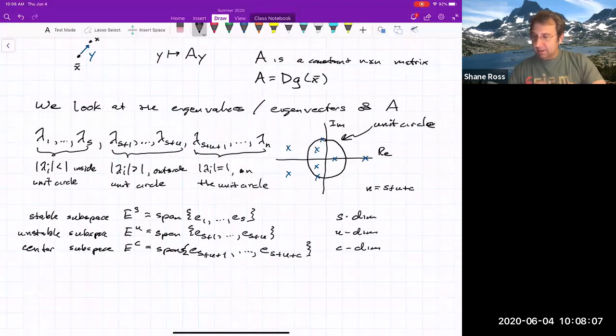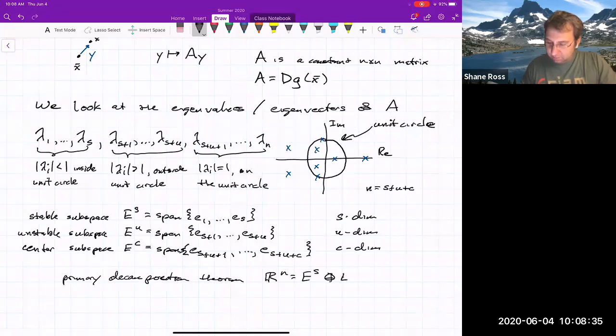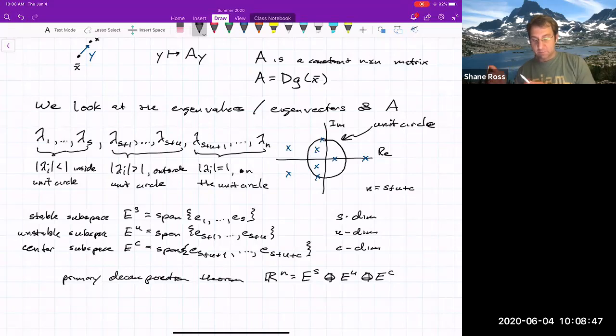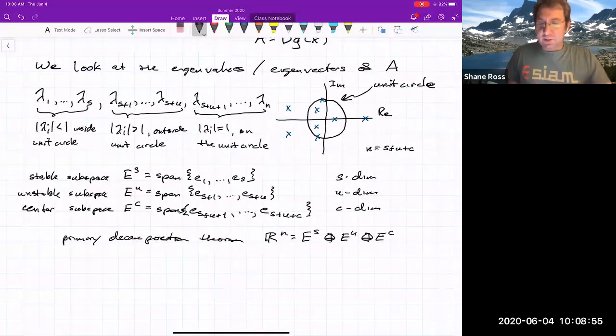And just like before, there's the primary decomposition theorem. It says that Rn can be written as the direct sum of these three subspaces. So any general displacement vector y is going to have some portion in ES, some portion in EU, and some portion in EC, and that's it. So that's the main difference: instead of left half plane, right half plane, and imaginary axis, now it's the unit circle, inside, outside, and so on.